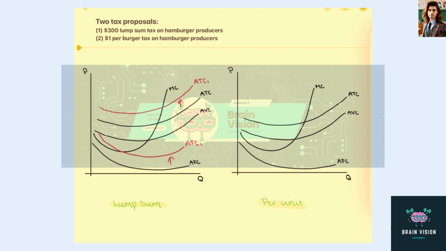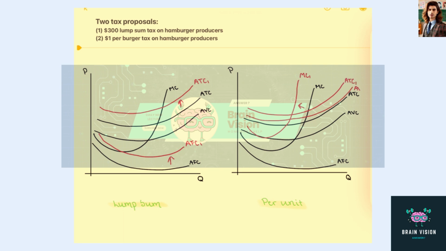Now looking at this per unit tax, because we're charging this $1 per burger, we can expect our marginal cost curve to shift upward because now producing one more burger is going to cost that additional dollar. So that marginal cost curve shifts upward. As a result of that, what we also see is this average total cost shift upward, and our average variable cost is going to shift upward.